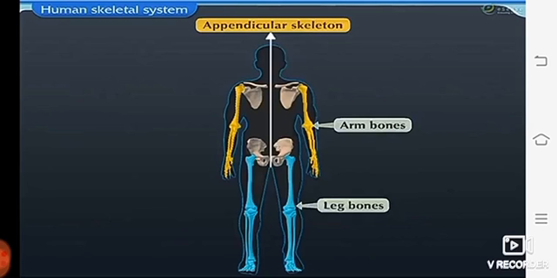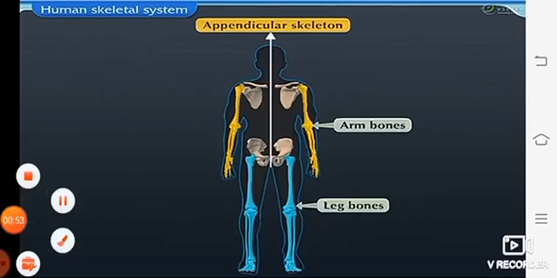Here again, the legs. If you look, the left side has those particular bones, and the right side also has those particular bones. This means they are on either side of the central axis. So now let us study this part of the human skeletal system in detail. The first part is the axial skeleton.